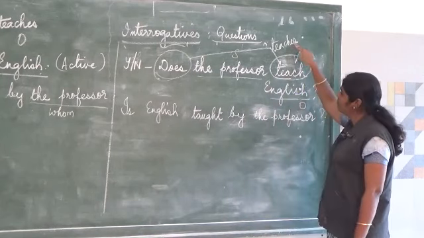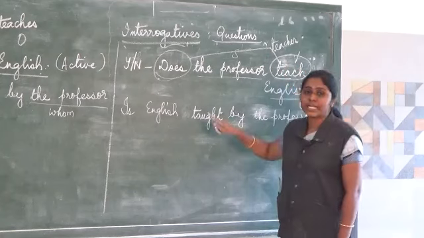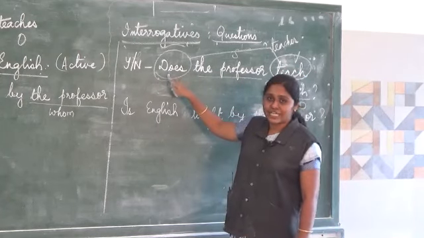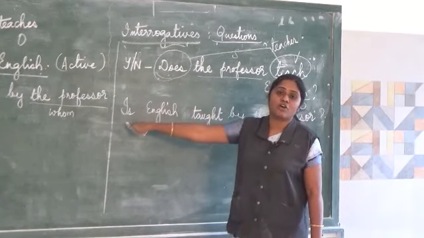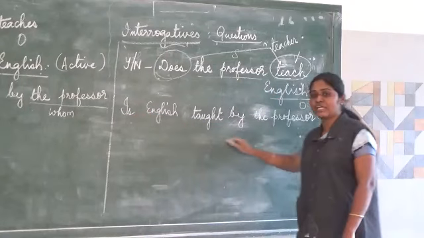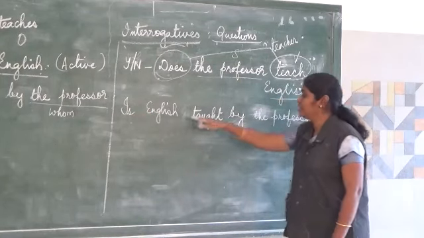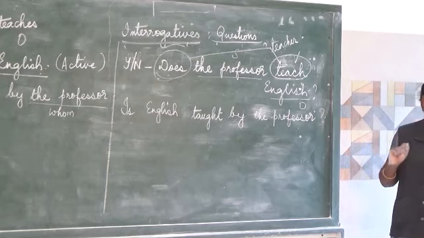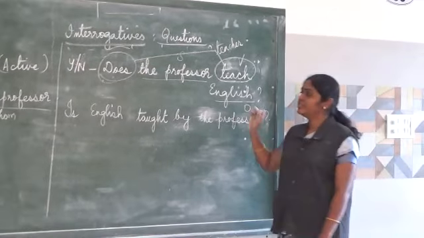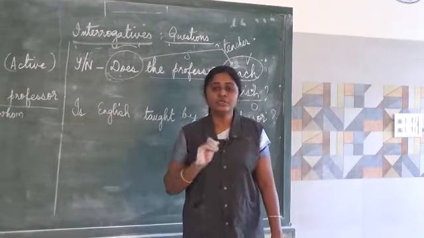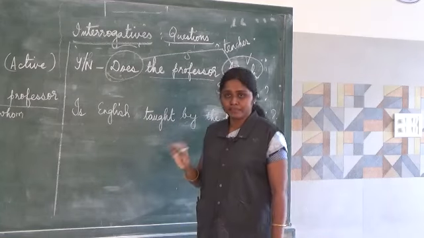So now in the place of teach you write taught. In the place of does, that is the auxiliary verb, you write the auxiliary verb is. And this is the final answer. Is English taught by the professor? Is it clear? This I want you all to please understand and remember.